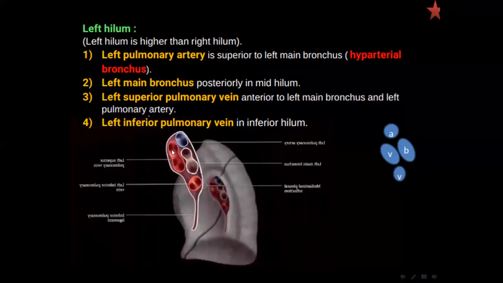On the left side, this is the left hilum. The relationship of the veins is the same. The superior is the most anterior and the inferior is the most inferior. The difference is only in the artery and bronchus. The artery passes above the bronchus and then posterior. Therefore, it is called hyparterial bronchus.